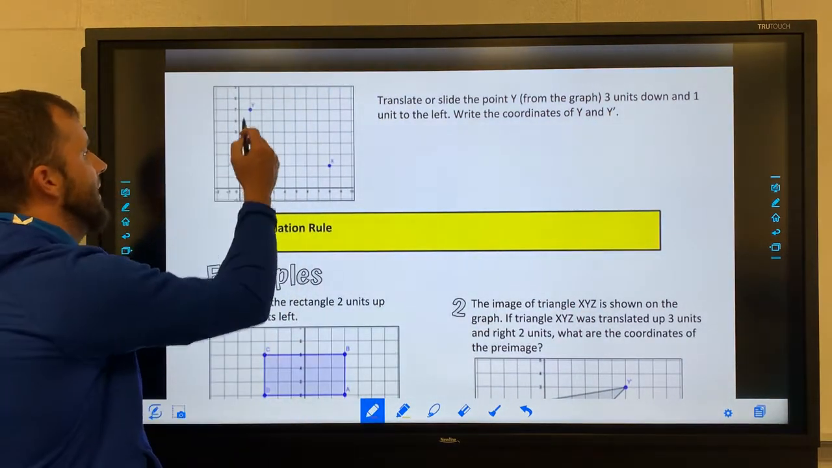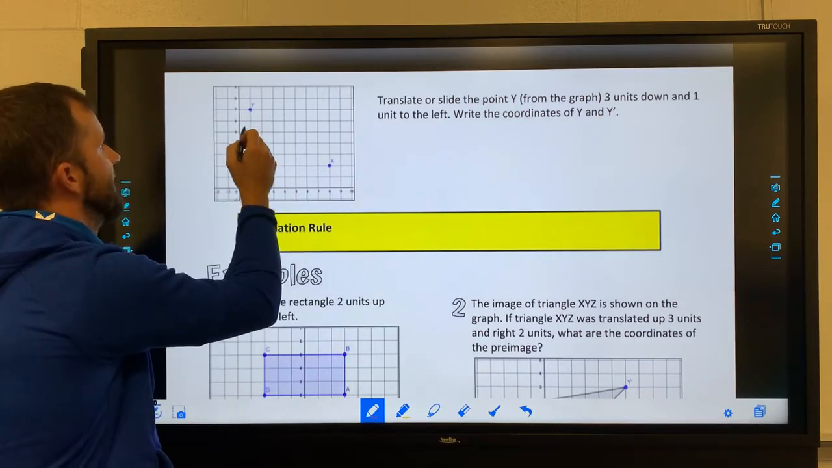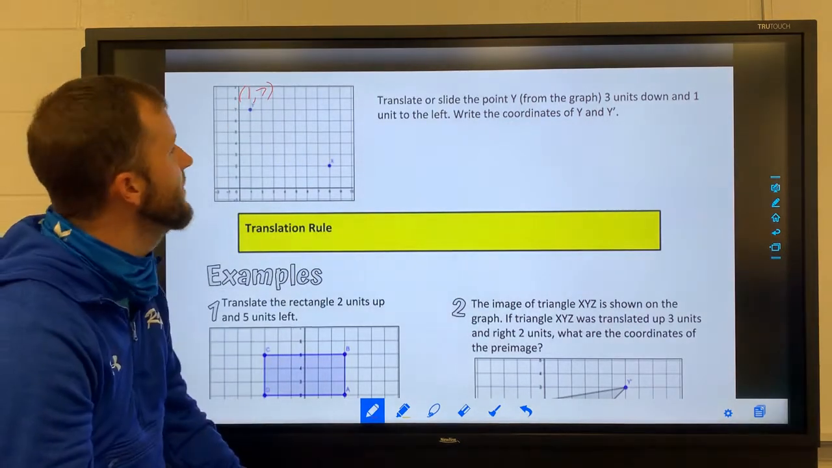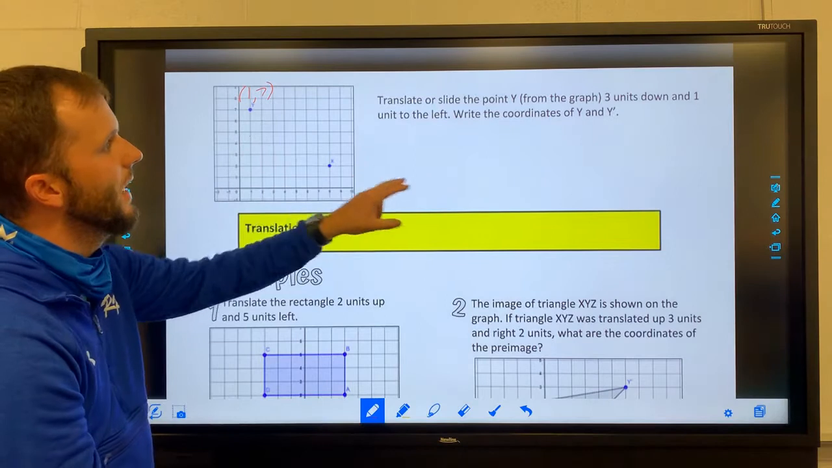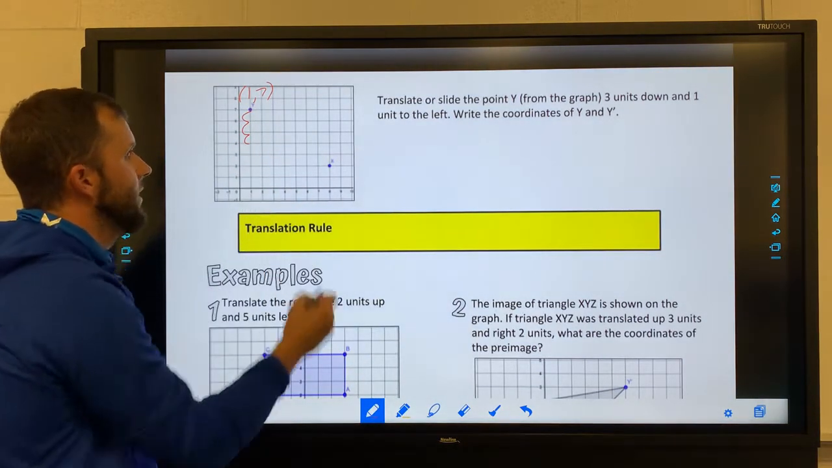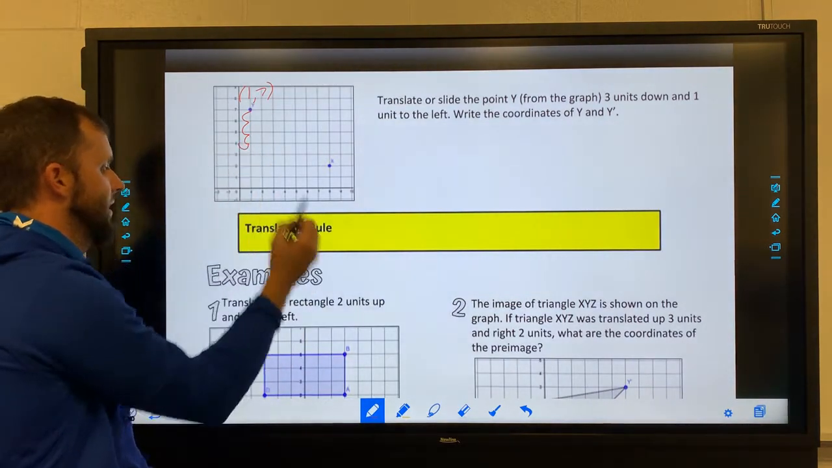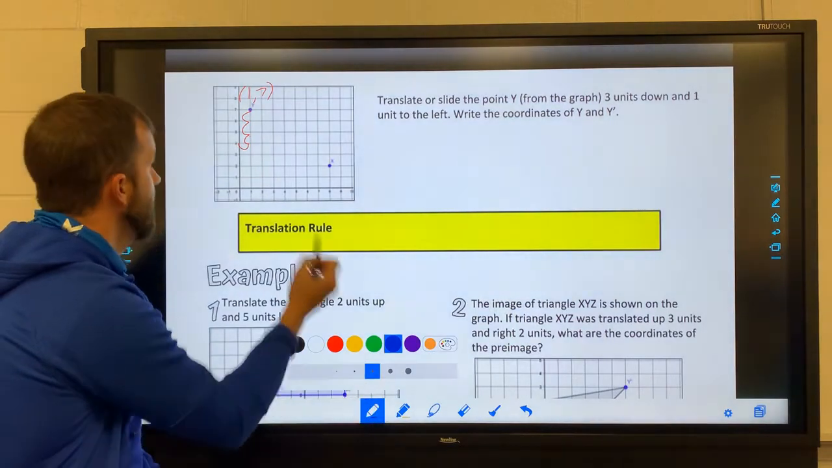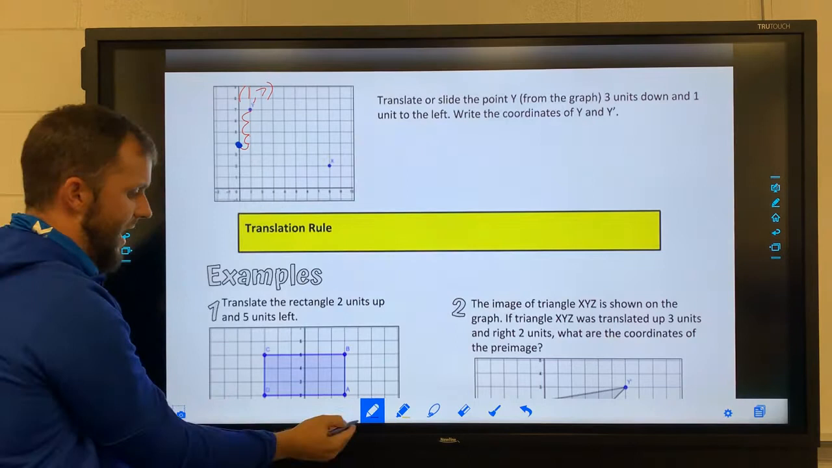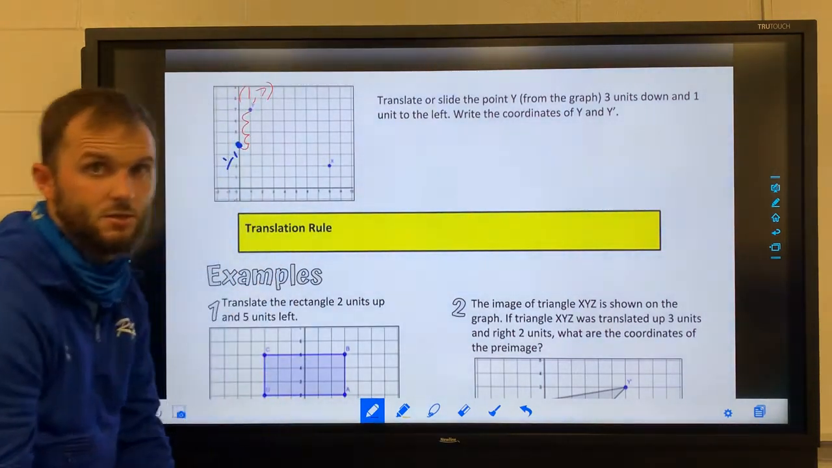So it looks like Y here is at 1, positive 7. 1, 2, 3, 4, 5, 6, 7, okay? So 1, positive 7. So what I'm gonna do is take this original coordinate and slide it 3 units down, so 1, 2, 3, and then 1 unit to the left, which is right here. I'm gonna put it in a different color, and this right here, on this graph, is gonna be known as Y prime. Okay, so that is a translation.